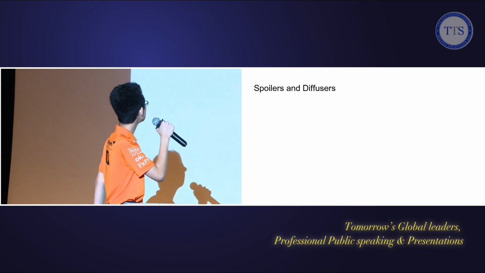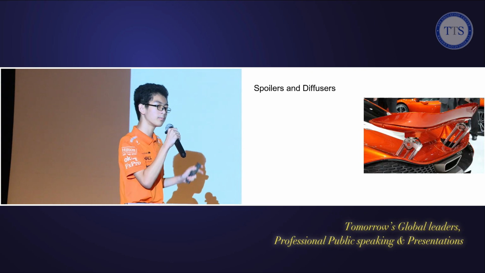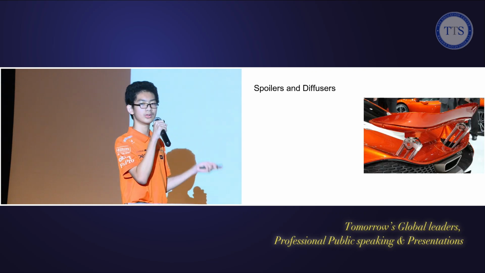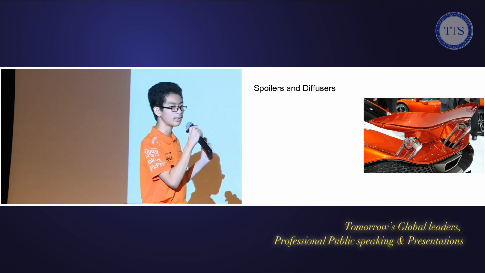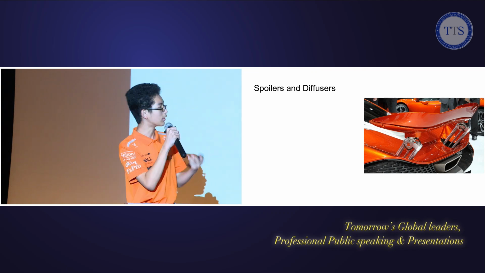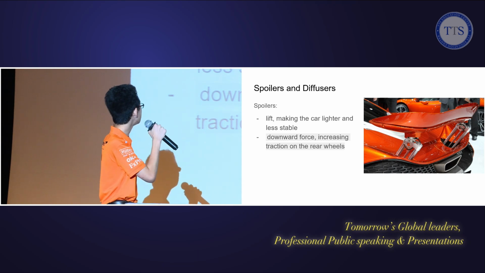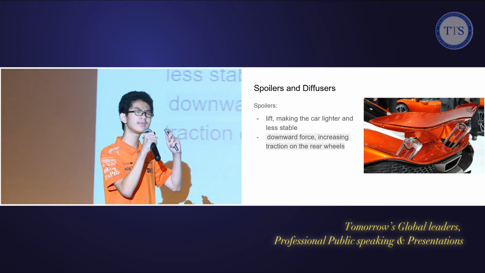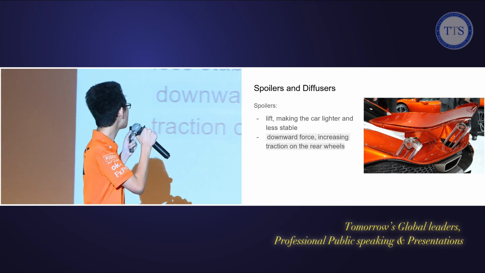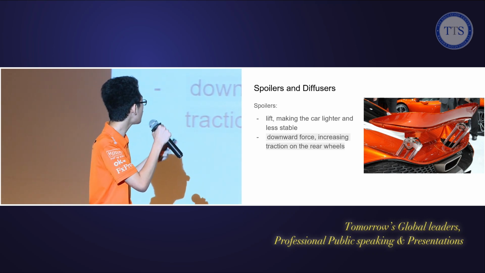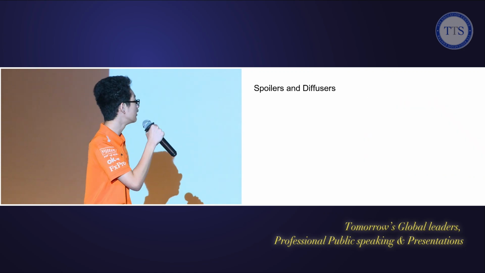efficiency. Spoilers work by directing the air upwards on the roof and the rear of the car, which reduces lift, which would make the car lighter and less stable. By directing the air upwards, they create downward force, increasing traction on the rear wheels.